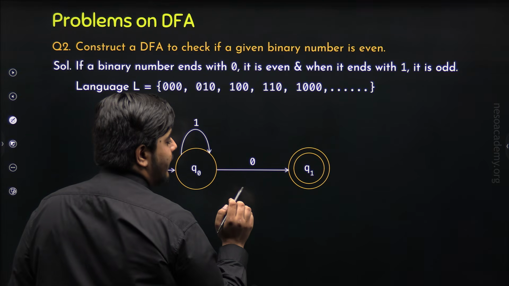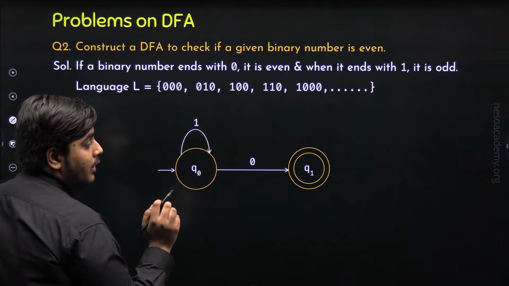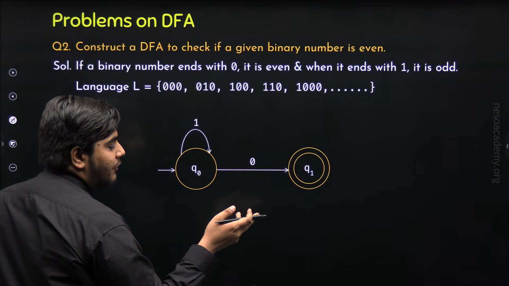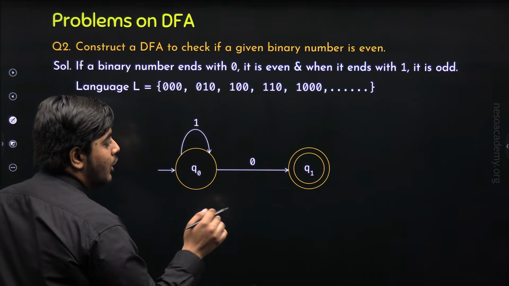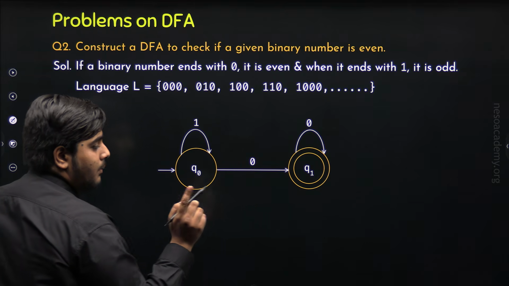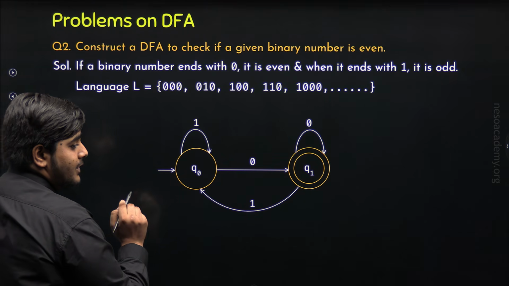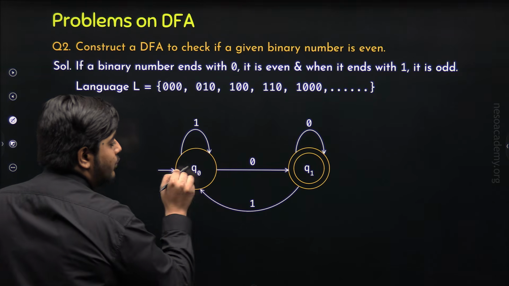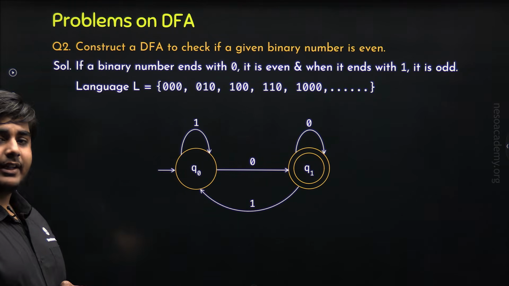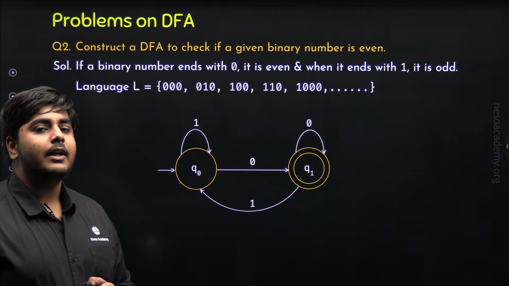Now if I talk about the state Q1, it doesn't have a transition for 0 as well as 1. So if the string is already ending with 0, we can have more zeros after that and still it will be accepted. So we will simply create a self loop of 0 over the state Q1. But if the next input symbol is 1, we need to go back to the initial state so that our string ends with 0. So this is a DFA to check if a given binary number is even or odd, and it will only accept the numbers which are even.